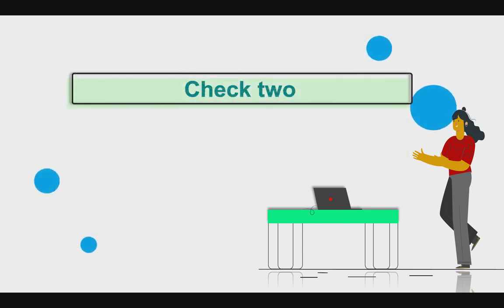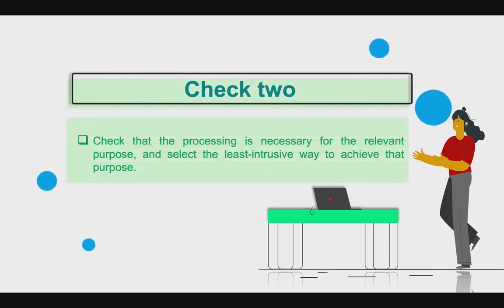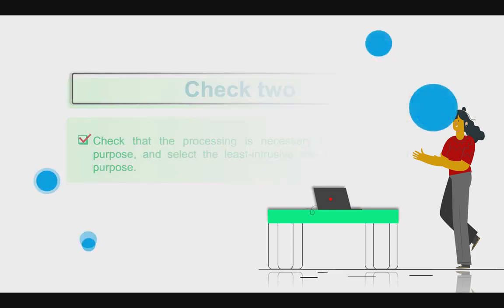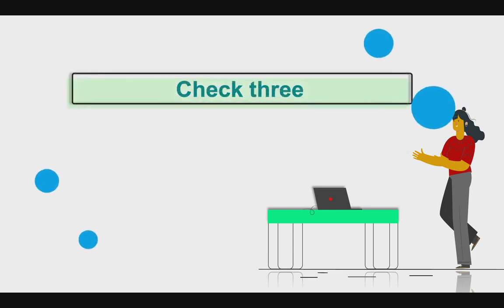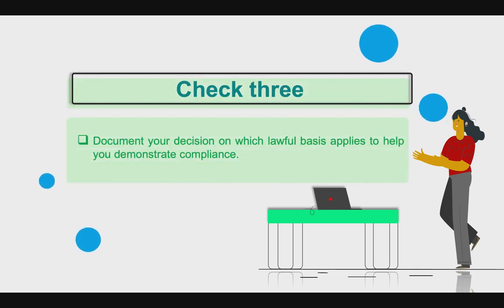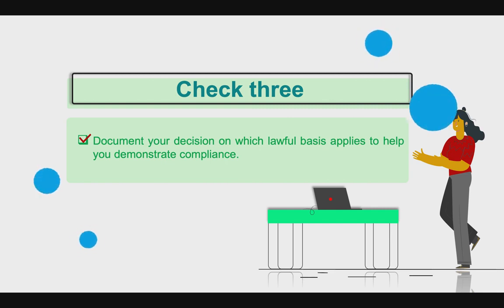Next, we should check that the processing is necessary for the relevant purpose and satisfies that there is no other reasonable and less intrusive way to achieve that purpose. Then we should check that we have documented our decision on the lawful basis, which helps us demonstrate compliance. For GDPR compliance, all documentation should be in place to avoid being non-compliant or being fined.